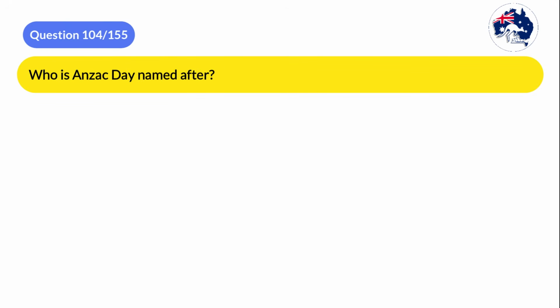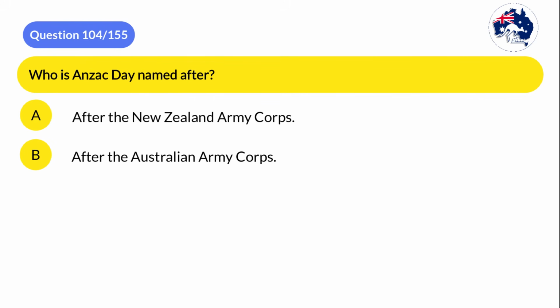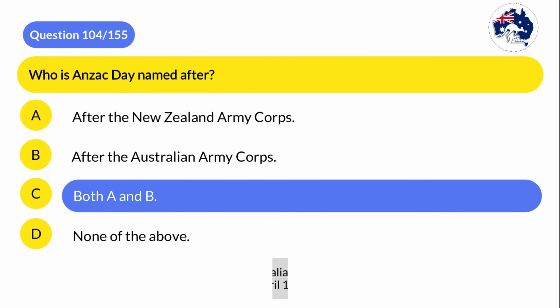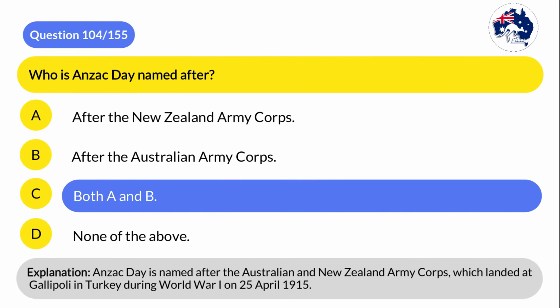Question 104. Who is Anzac Day named after? A. After the New Zealand Army Corps. B. After the Australian Army Corps. C. Both A and B. D. None of the above. The correct answer is C. Both A and B. Explanation. Anzac Day is named after the Australian and New Zealand Army Corps, which landed at Gallipoli in Turkey during World War I on April 25, 1915.